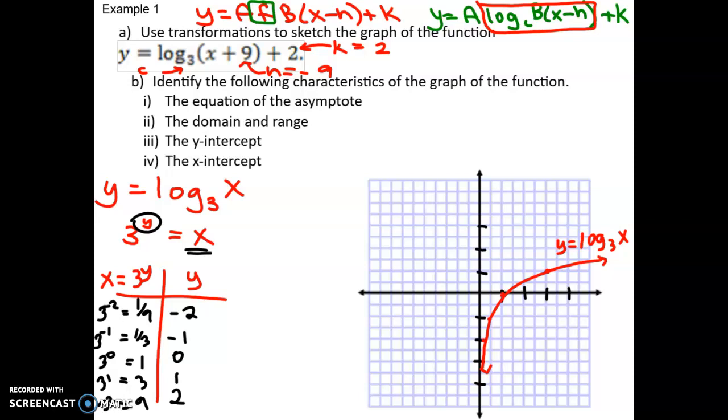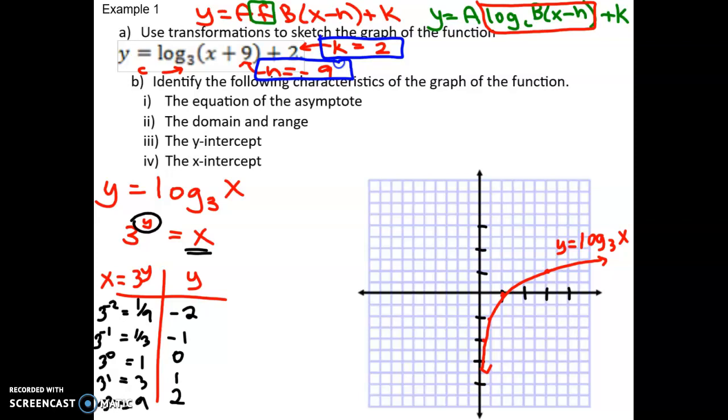Now the easiest way to do this question is just to move your graph. You could use mapping, okay, but there's no need to do mapping when you just have h and k, because all I have to do to this graph is move it 9 units left and 2 units up. Now that includes my vertical asymptote, because remember there would be a vertical asymptote at 0.